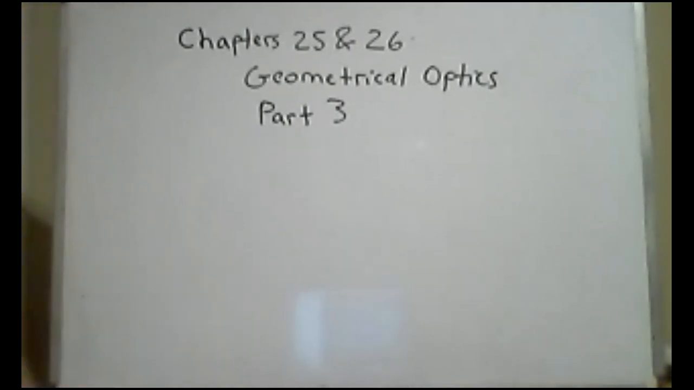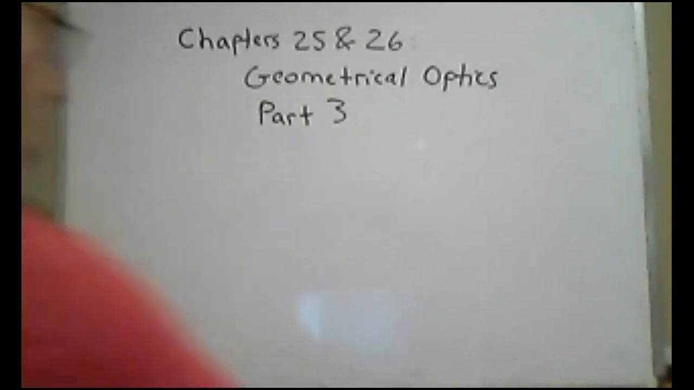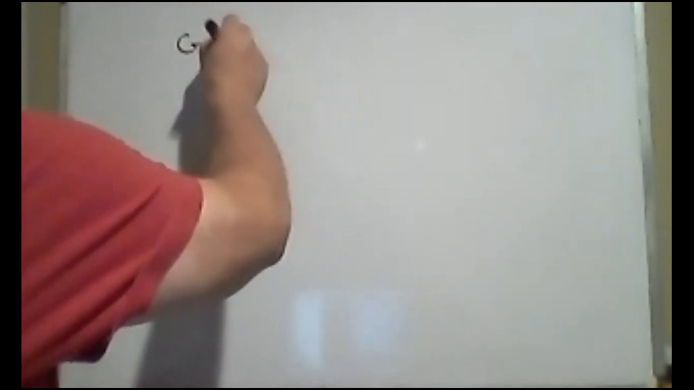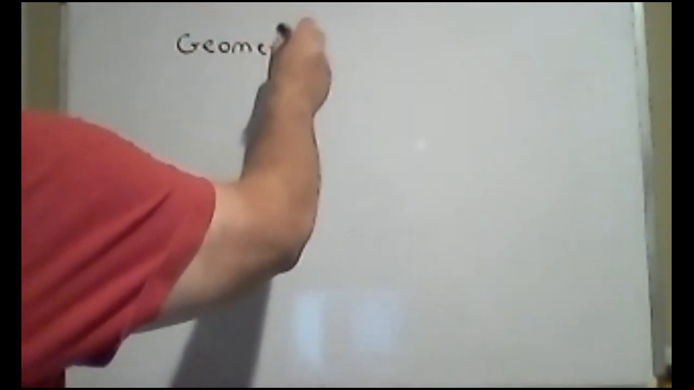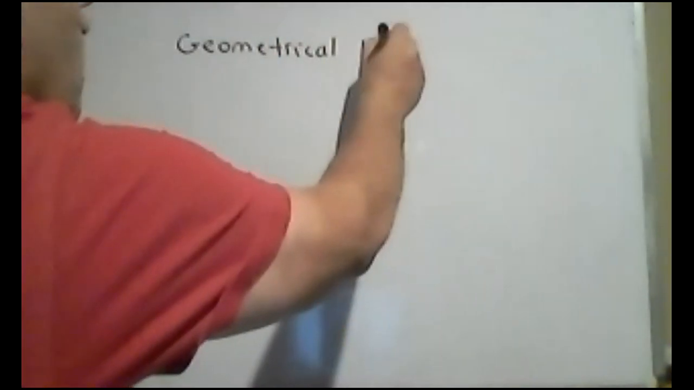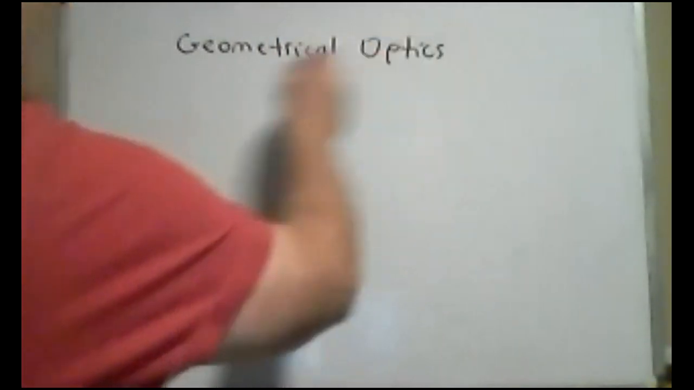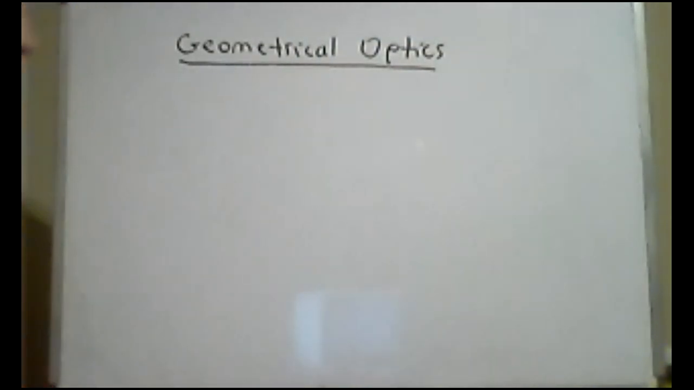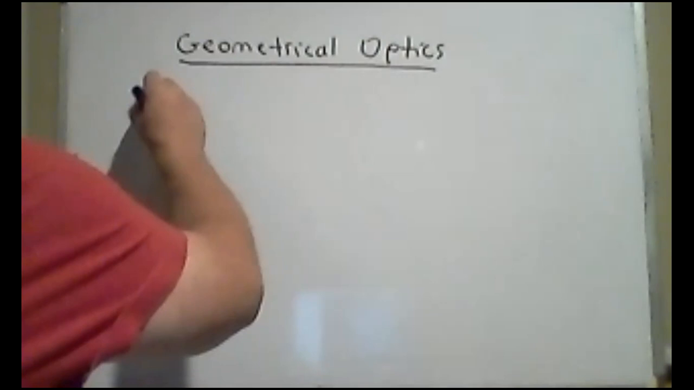So what we've done so far is we've covered most of geometrical optics, right? And what have we done in geometrical optics so far in the lectures before this one? We discussed the two major laws of optics, the law of refraction and the law of reflection.